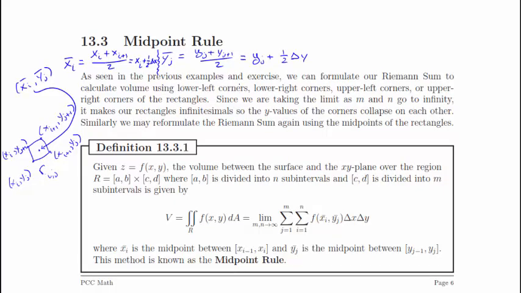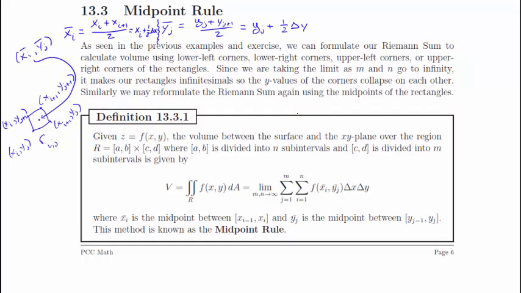As seen in the previous examples and exercise, we can formulate our Riemann sum to calculate volume using lower left corners, lower right corners, and upper left corners or upper right corners of the rectangles. Since we are taking the limit as m and n go to infinity, it makes our rectangles infinitesimal, so the y values of the corners collapse on each other. Similarly, we may reformulate the Riemann sum again using the midpoints of the rectangles.